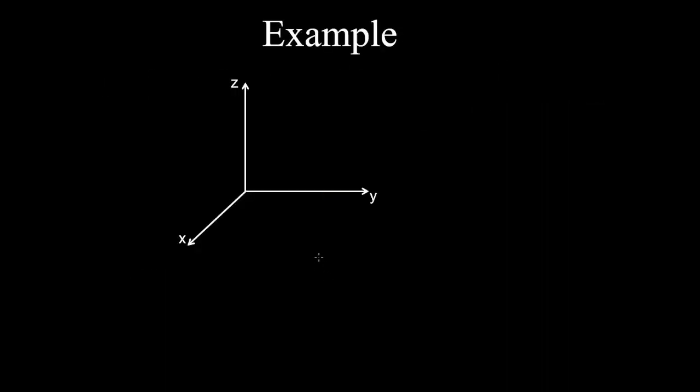Let's derive the operator to do a reflection about the xy plane. So suppose we have a vector with some x coordinate, y coordinate, and z coordinate. So it looks something like this. And to reflect that about the xy plane, we expect the vector to look something like this. So the x and y coordinates remain the same, but the z coordinate gets negated.